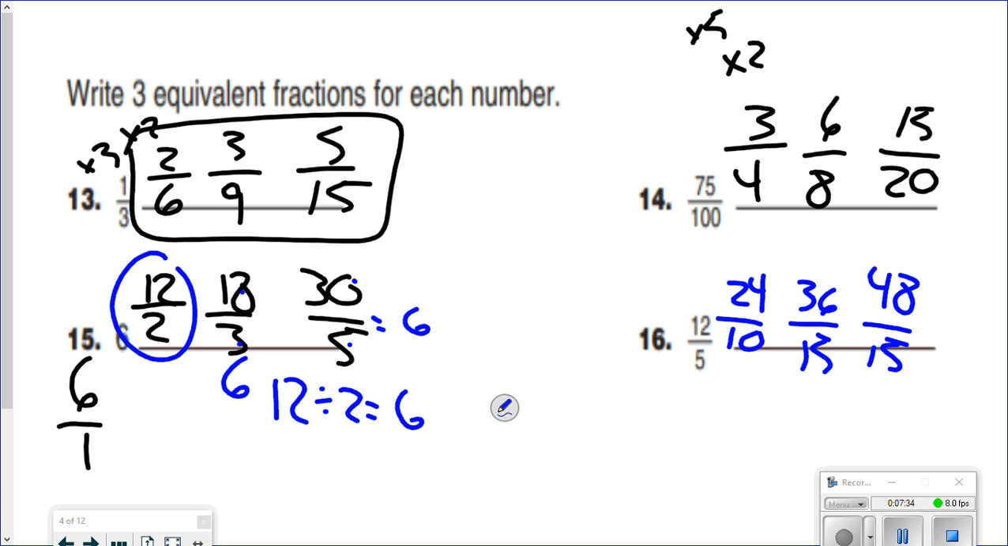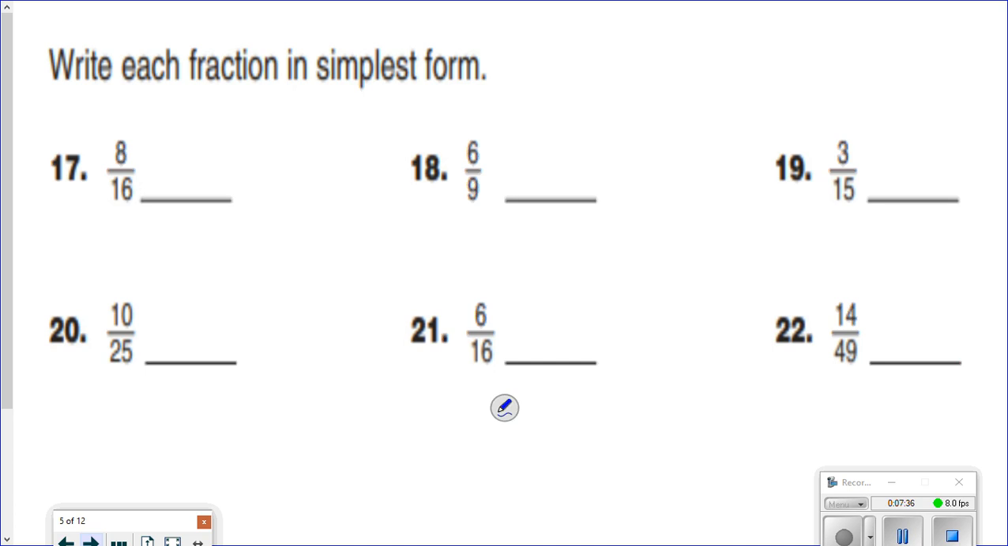Let's keep going. Write each fraction in simplest form. That means we have to take this fraction and make it as small as possible. When it says simplest form, most likely we're always going to be dividing. There are different ways to do it. If they're both even numbers, you can divide by 2, divide by 2, divide by 2, and get as small as possible. Or we can just think ahead and make it easier.